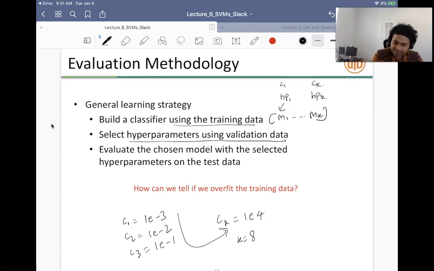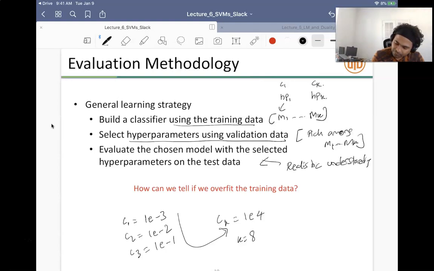Once I have these models, I pick the best model among M1 to MK. And finally I evaluate this, and this will give me a realistic understanding of deployment performance.